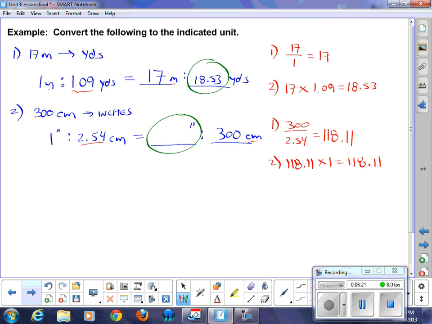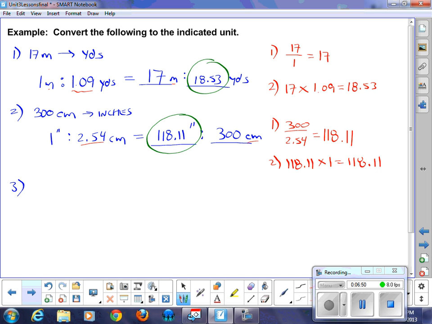So 118.11 inches. I'm not going to make you do the conversion to decimal 11. I'm going to let you keep it because it gets quite complicated when we're talking about 1/16 of an inch. So we're going to leave it at that for now. All right. I'll do another couple of examples here, and then I want to talk about measurement using the centimeter or the metric scale. So let's look at something that's not common.